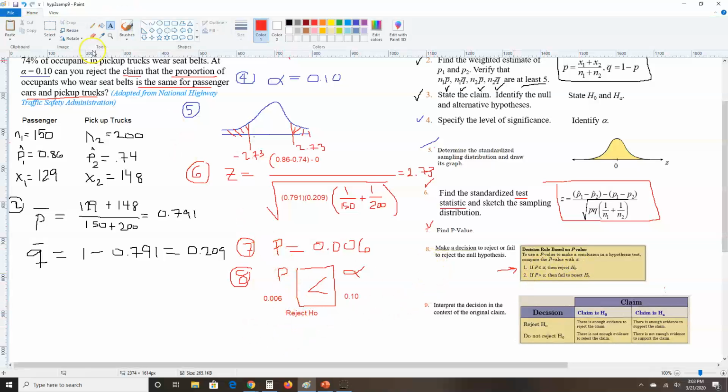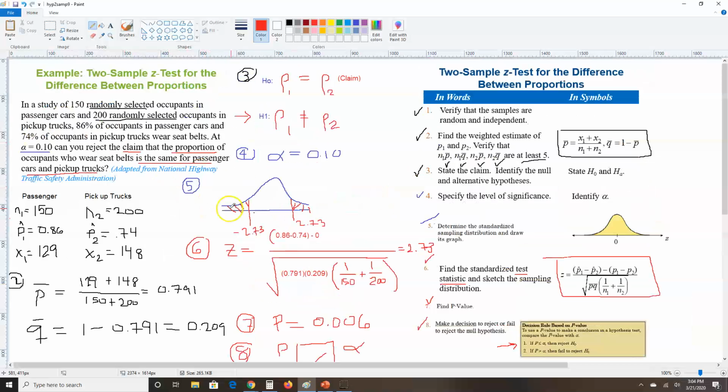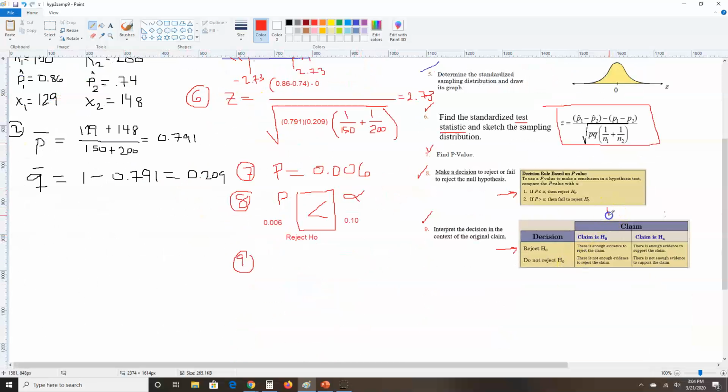And I did step number 8. Now I'm going to do step 9. And what is step 9? The interpretation. How? Looking at this chart. Check first or choose first your decision. That was step 8. We decide to reject, so we're in the first row. Next, find out where is the original claim in step number 3. You can see the word claim is in H0. So I'm in this first column. And look, when I look for the intersection of the first row and first column, I have this here. And what does it say there?